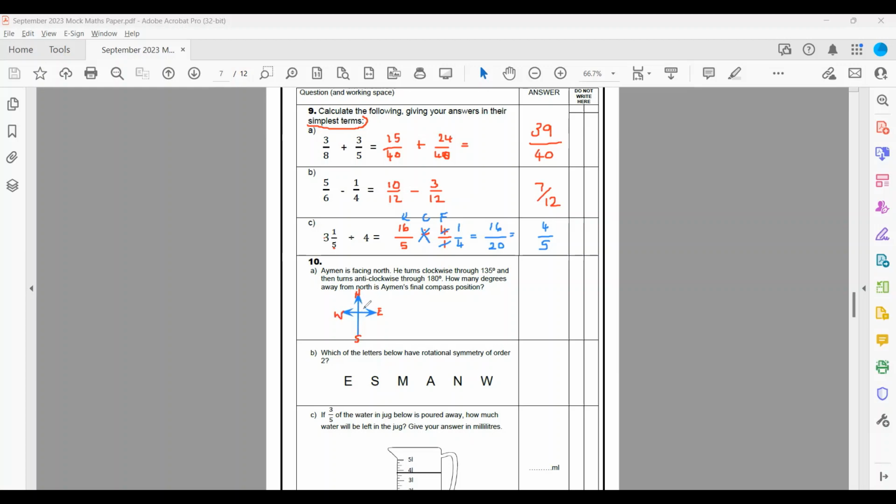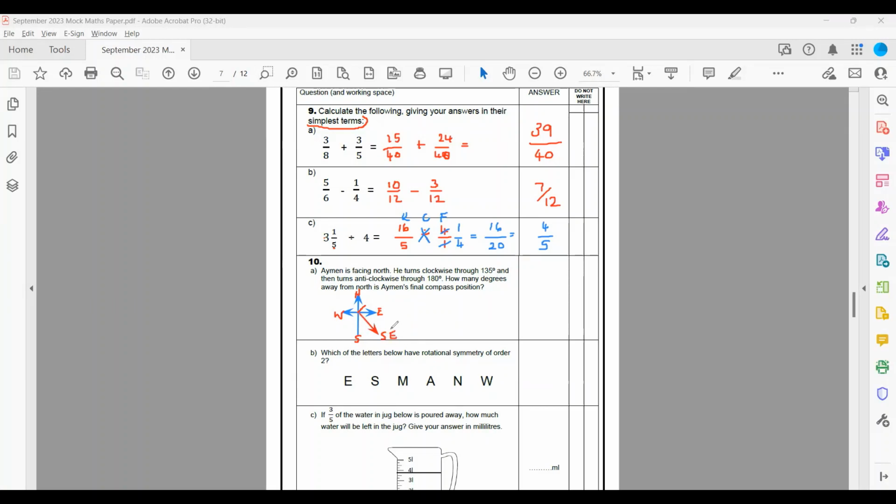So between north and east, there is 90 degrees. And between east and south, there is 90 degrees. So there's 90 degrees between each main compass point. Halfway is northeast, so there would be 45 degrees between northeast and north. And we're told that he turns clockwise 135 degrees. So turning clockwise 135 degrees, he's starting at north. 90 degrees would take him to east, and 135 degrees will take him to southeast. So he's moved to a southeasterly position here.